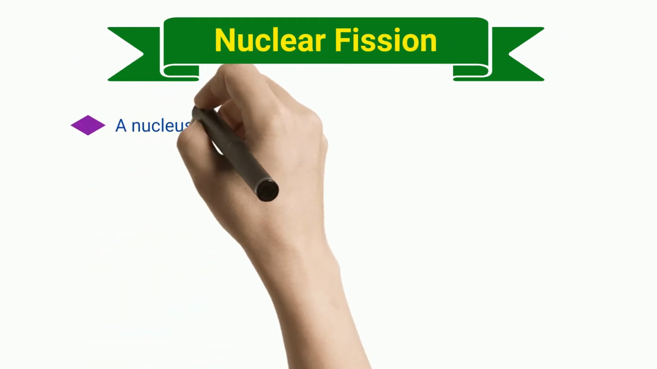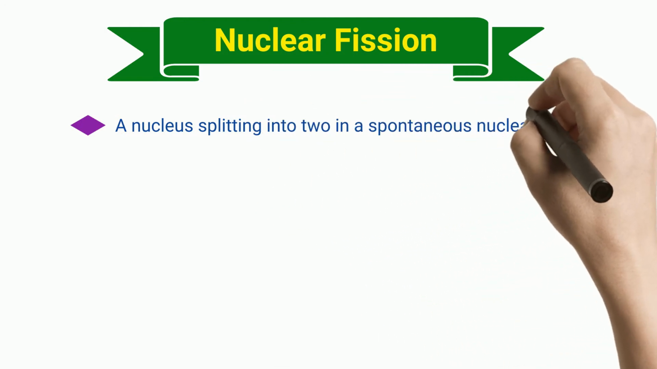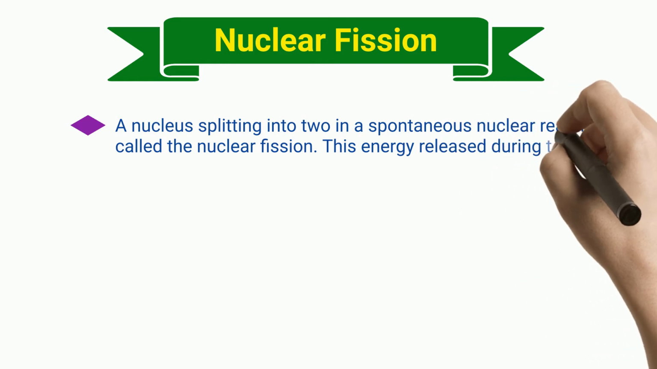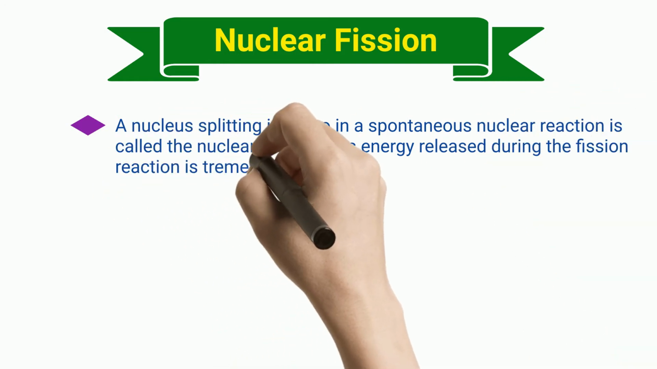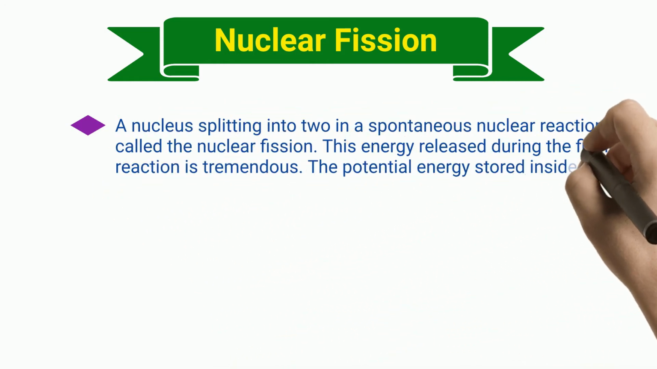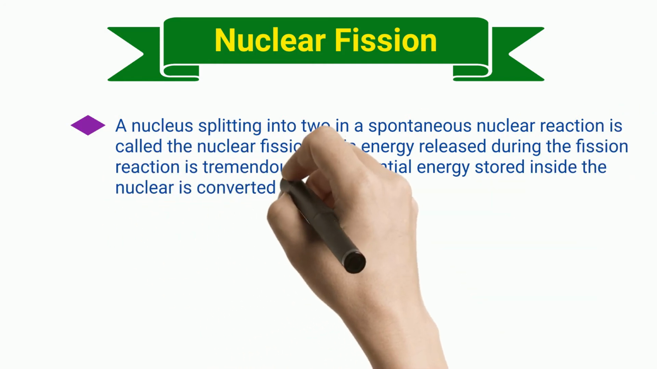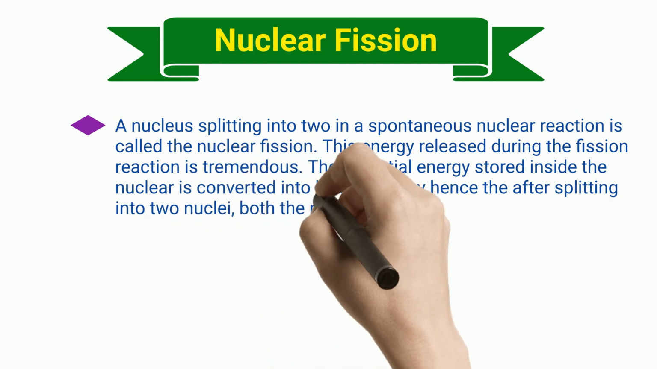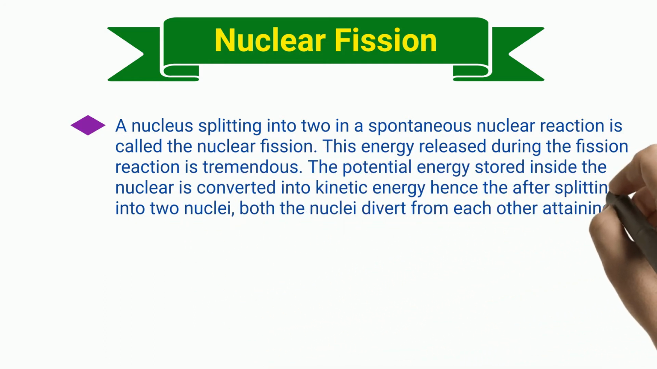Nuclear fission. A nucleus splitting into two in a nuclear reaction is called nuclear fission. The energy released during the fission reaction is tremendous. The potential energy stored inside the nucleus is converted into kinetic energy, hence after splitting into two nuclei, both the nuclei move away from each other, attaining very high speed. Football on the ground.